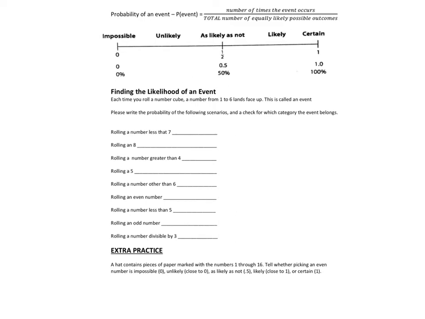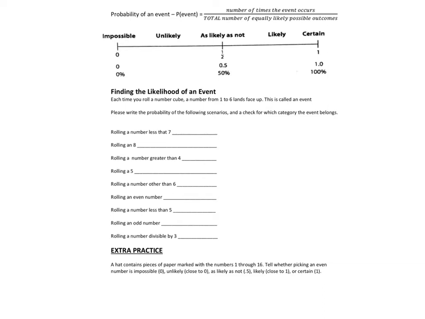When we get the answer for a probability, we can chart it on a number line, because probability is a guess of what is likely to happen. So we can see that 0% is impossible, around 25% is unlikely, as likely as not is 50%, likely is around 75%, and you're certain when it is 100%.